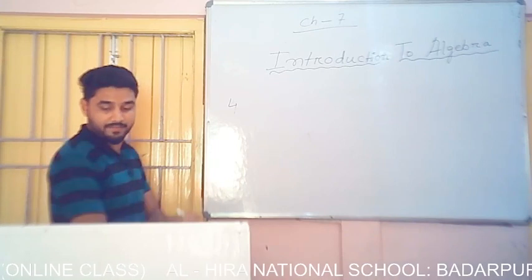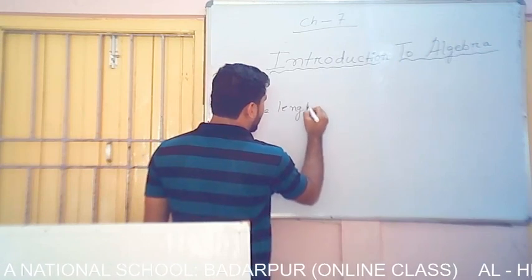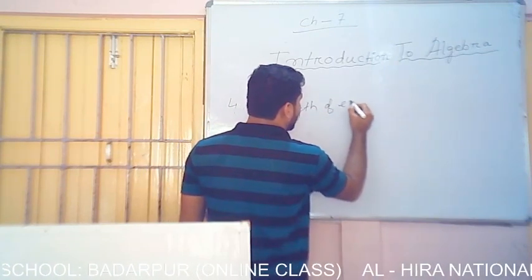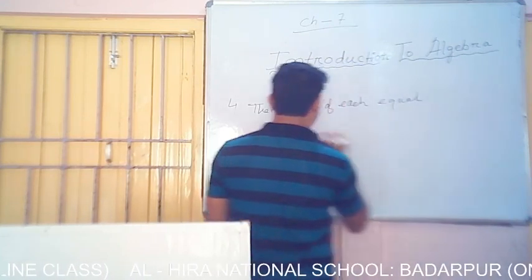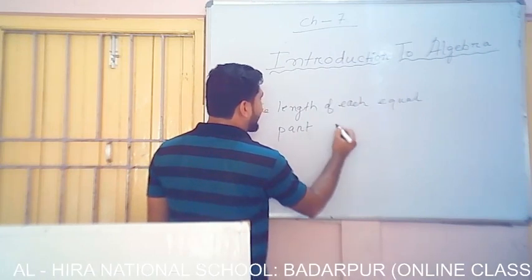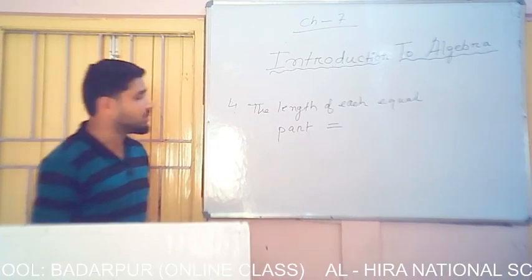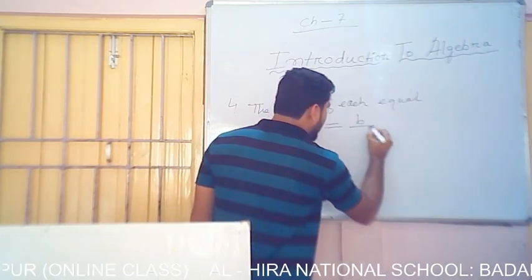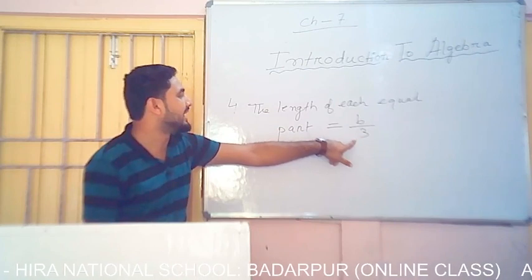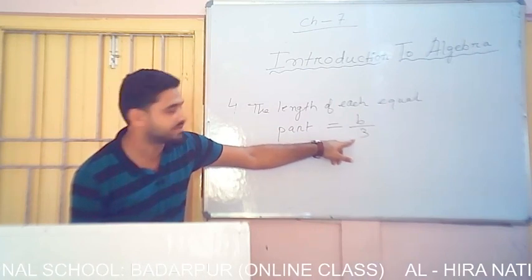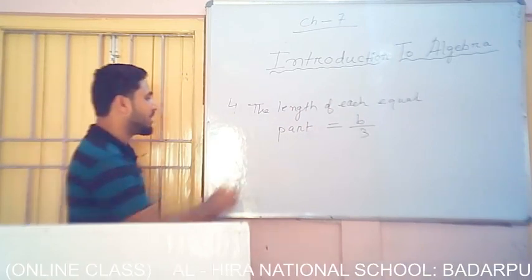So let us write the length of each equal part equals b by 3. If you divide the total length by the number of equal parts, that is 3, then we will get the length of each equal part. So that is your answer.